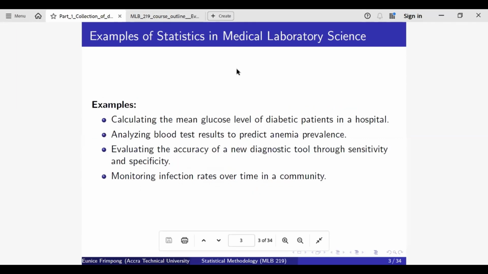So what are some examples of statistics in MLS in your area? Let's say you want to calculate the mean glucose level of diabetic patients in a hospital. Let's say you've taken about 20 patients, you have tested and seen their glucose levels. You put all their levels together, then you find the mean, or the average. Once you are doing that, you are applying statistics in your field. You can also use it to analyze blood test results to predict anemia prevalence.